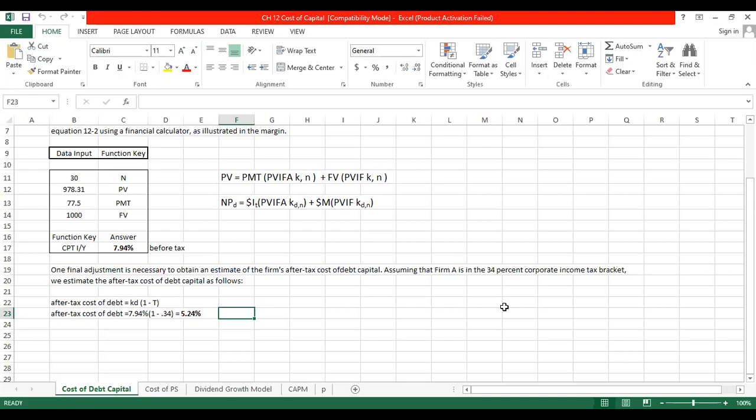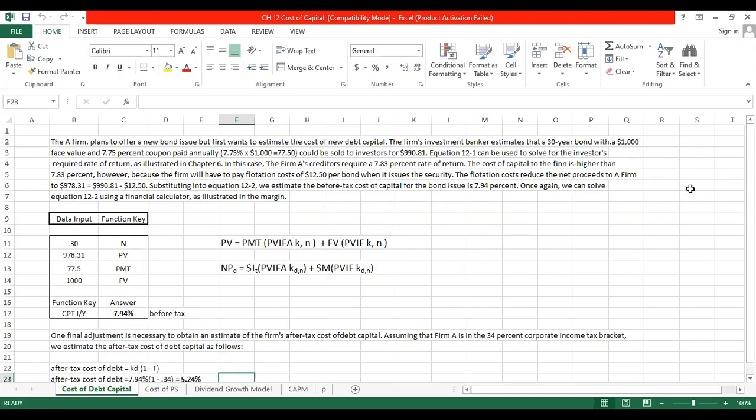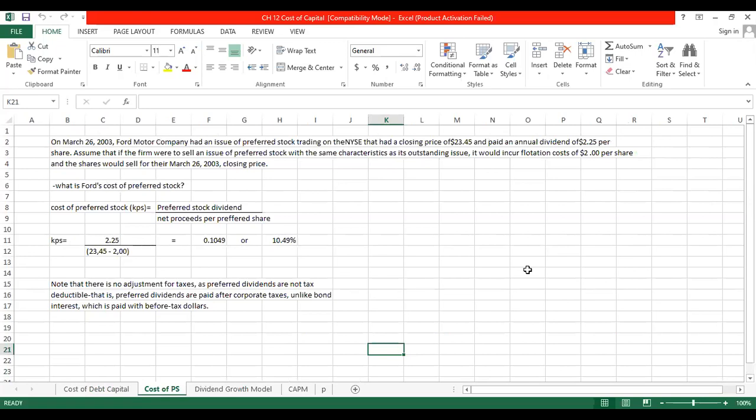Okay, this is for cost of debt capital from bond. And the second one is cost of preferred stock. Okay, you can just read the question.